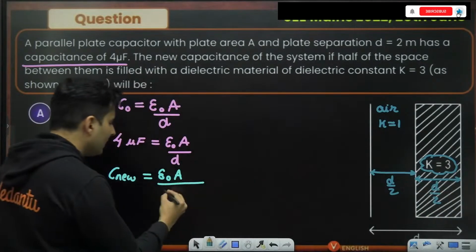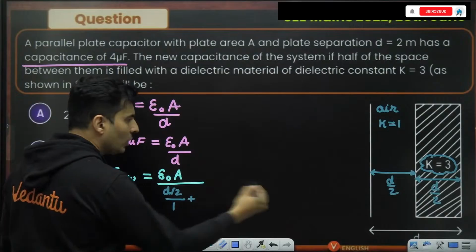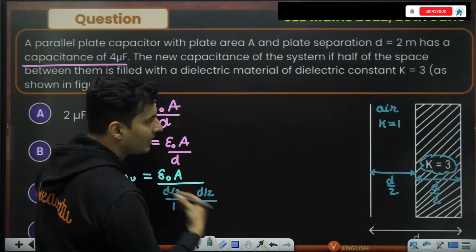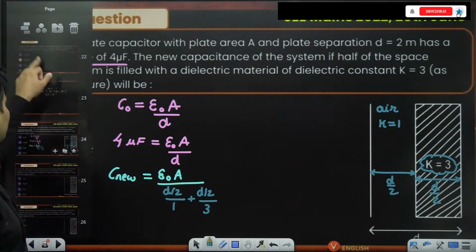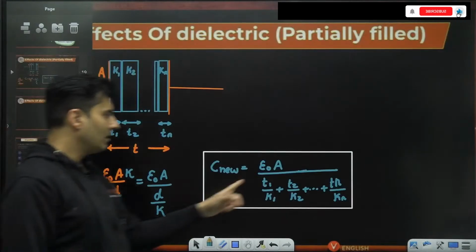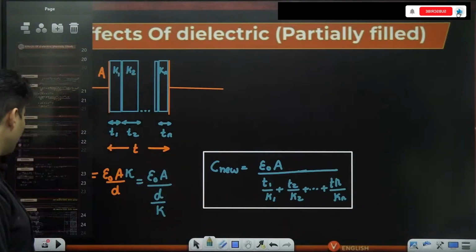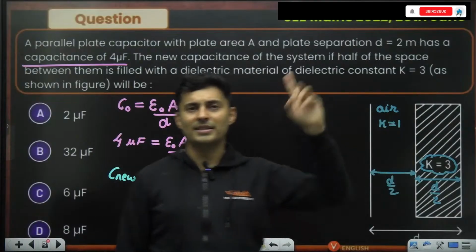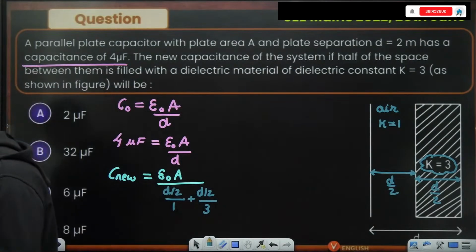So D1 is nothing but D by 2. K1 is 1. D2, or thickness 2, is also D by 2. But the dielectric constant is 3. That is how this works. I'm just using this formula, nothing more, nothing less: thickness 1 by K1, thickness 2 by K2, like that. There were two slabs, you can think of it. Yeah, air can also be treated like a slab, but whose dielectric constant is 1. Correct? Dielectric constant of air is basically 1.